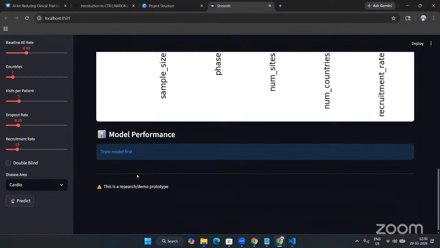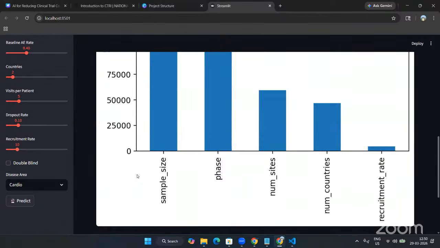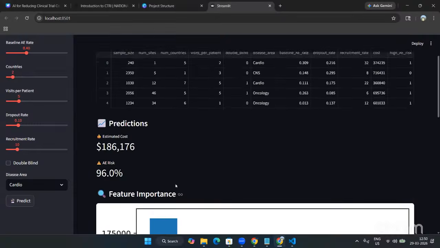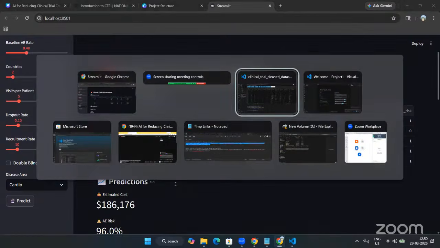Further, it is also giving an explanation. It is giving sample size, phase, number of sites, number of countries, and recruitment rate. So it is giving the factors which are affecting the most. Now going back here.